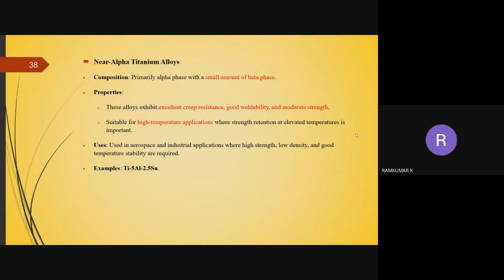The last one is about near alpha titanium alloys. It has a small amount of beta phase. So this alloy has properties of excellent creep resistance, good weldability, and moderate strength. It is suitable for high temperature applications. It is used in aerospace and industry applications.